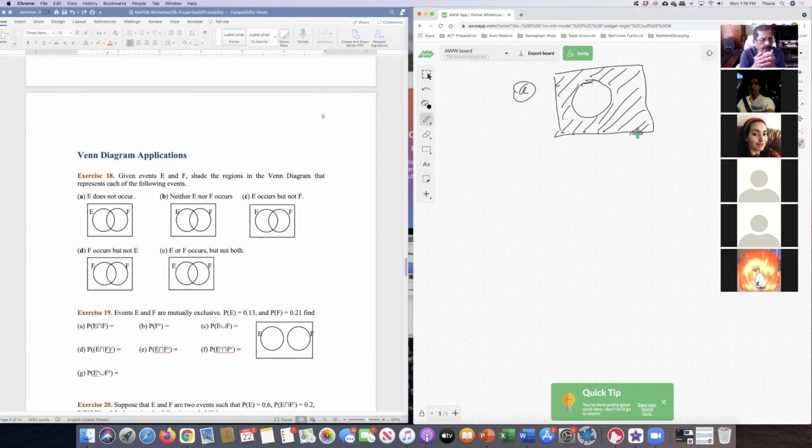Part B says neither E nor F occurs. So what do I shade? Outside both circles. Outside both circles. That's right. And so let me skip that and go to C. C says E occurs, but not F.